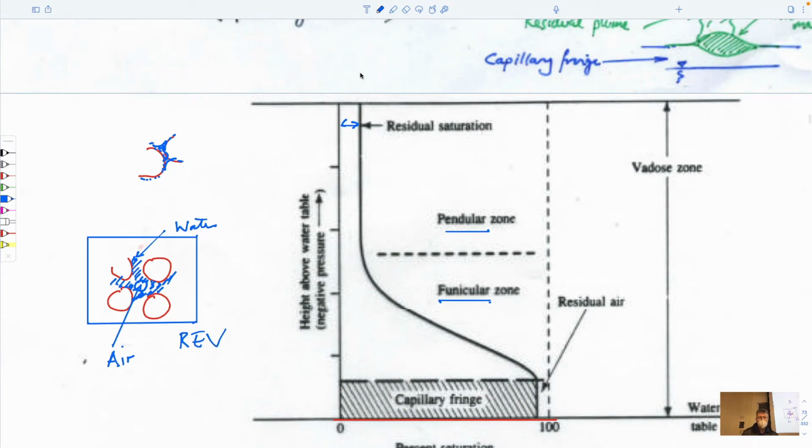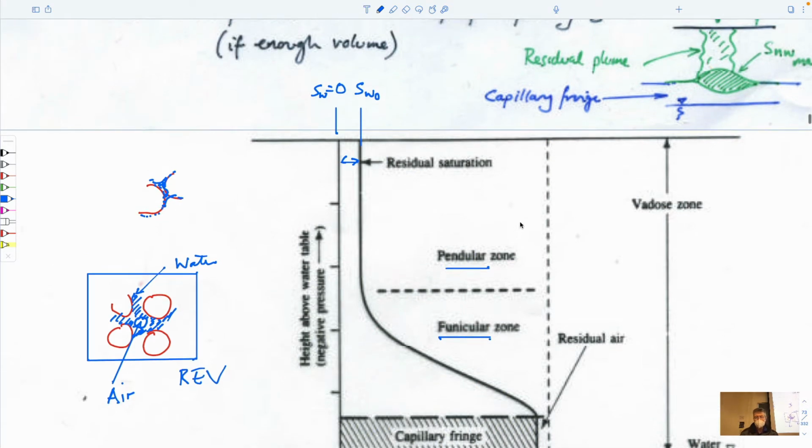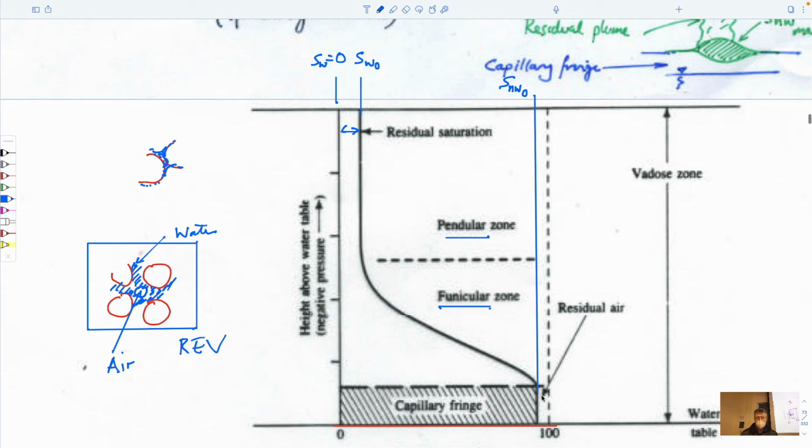I guess this would be SW0, irreducible saturation of water. This saturation would be 0 here. And this, I suppose, if you drew it on this, would be the irreducible saturation of the non-wetting, NW0. And this here would be 100%.